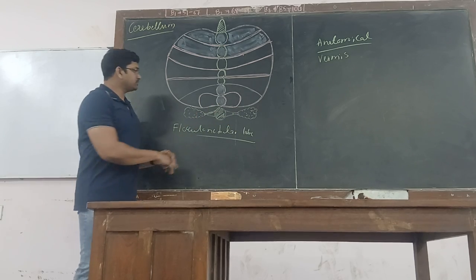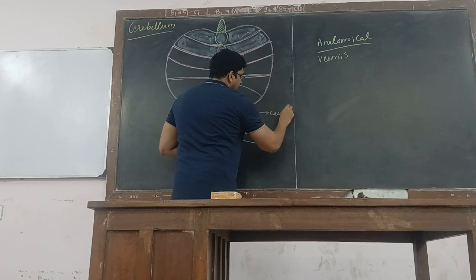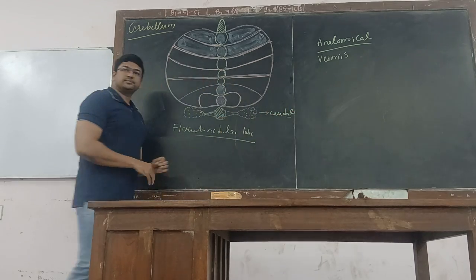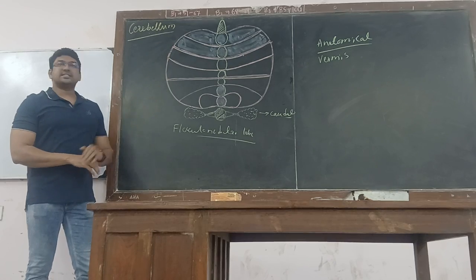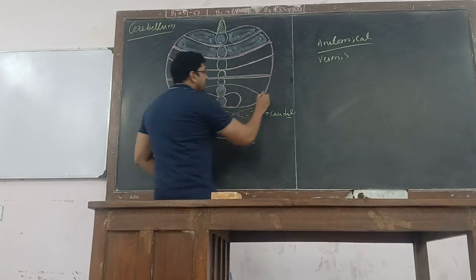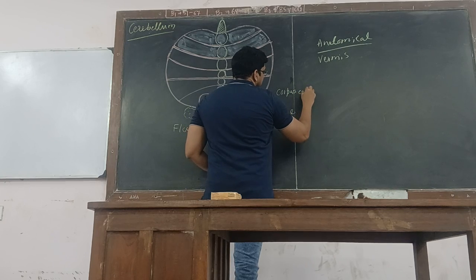Getting it? So this is the caudal part over here. This is the caudal part. So this entire upper portion is termed the corpus cerebelli.